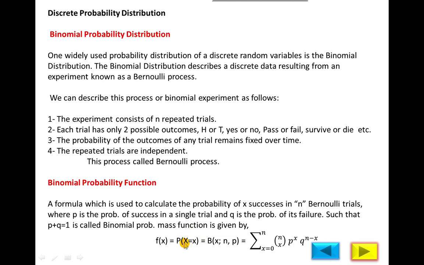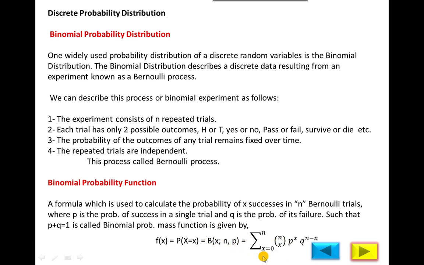For any given condition, we use this notation. B for binomial, x is the variable, n is the number of trials, repeated trial 1 time, 2 times, 3 times, and p is the probability of success. If you throw a coin, head will be the success, tail will be the failure. Summation x equal to 0 to n, combination x, this is the formula of the combination, P power x, Q power n minus x. This is the formula of the binomial probability distribution.